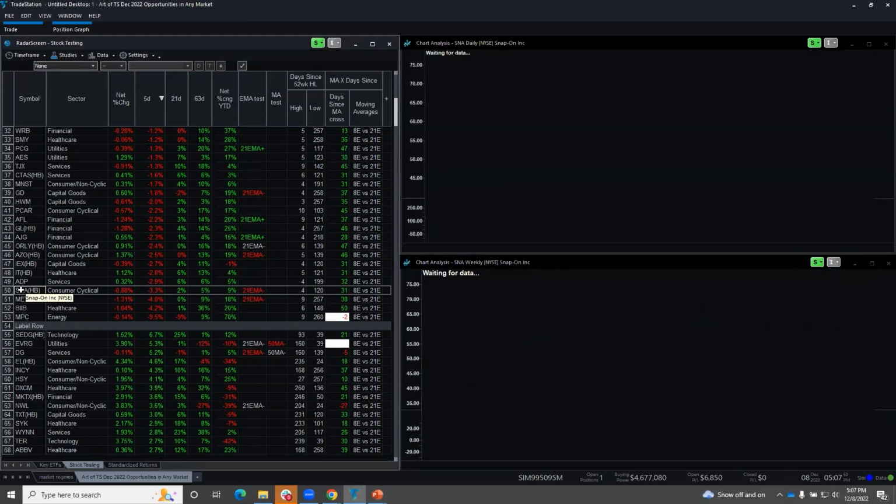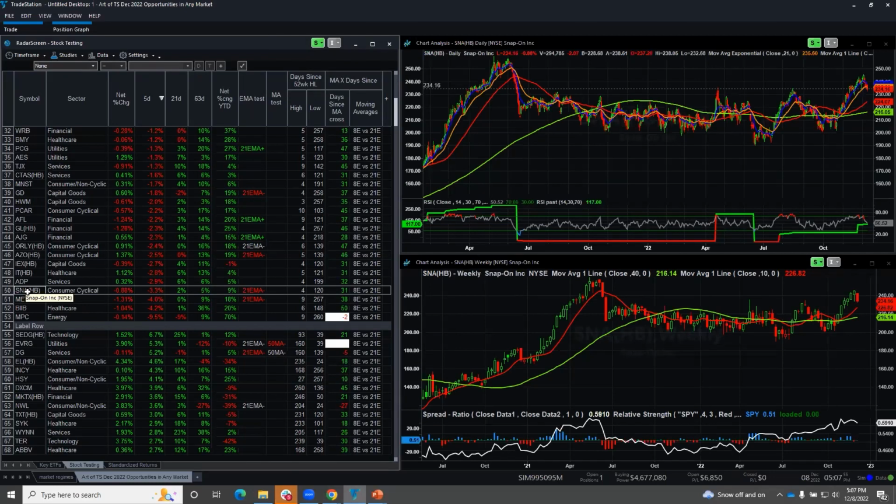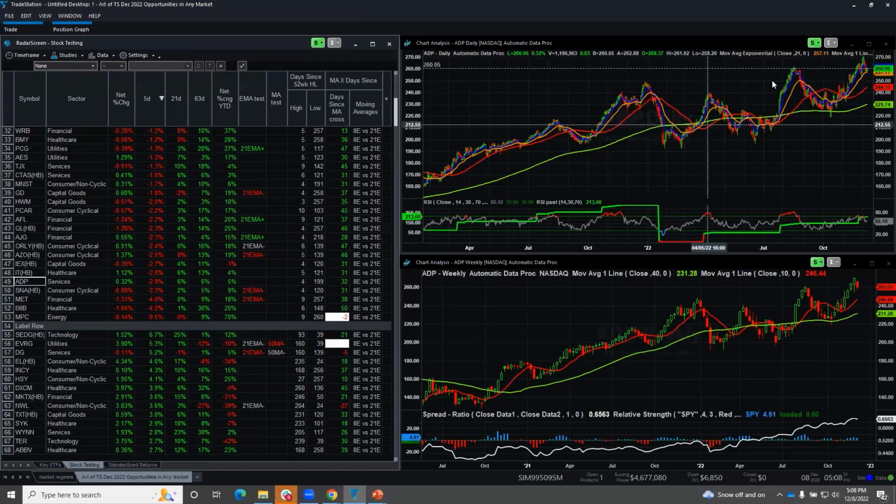SNA. A lot of these are maybe names that are not that interesting. They're not very liquid. But here we go. ADP, the payroll company. Again, same sort of pattern. You see it on the daily chart here. You see the relative strength. Look at ADP versus the S&P 500 in the last 12 months. It's pretty interesting. All right.